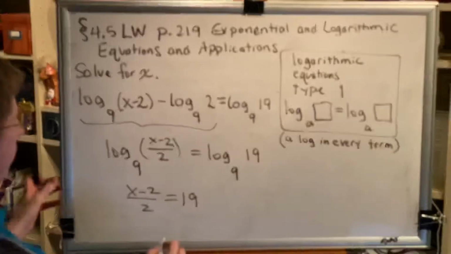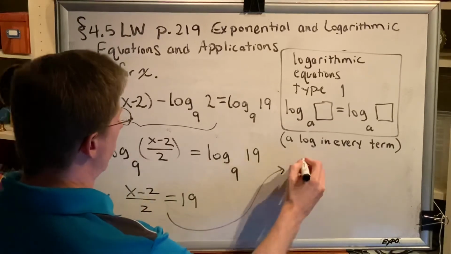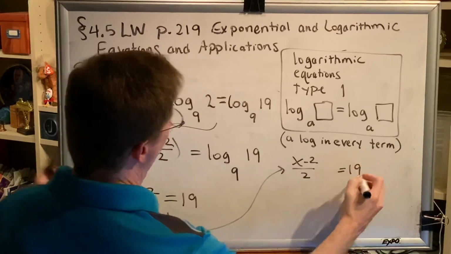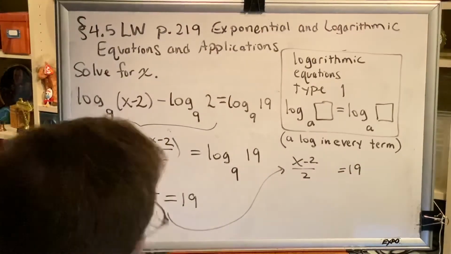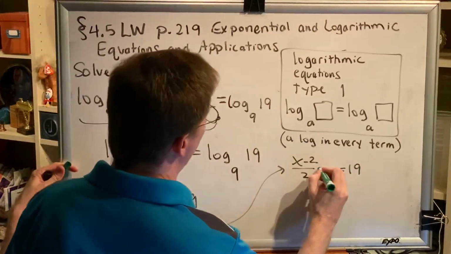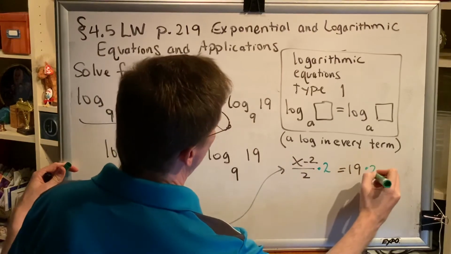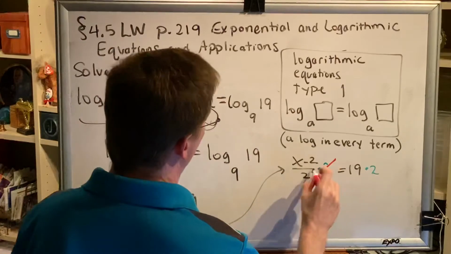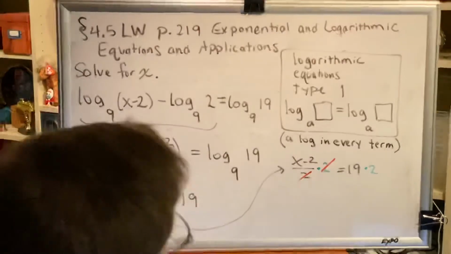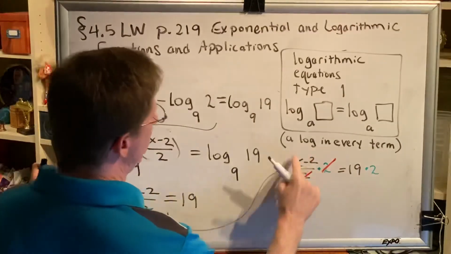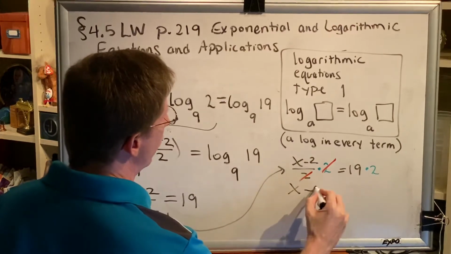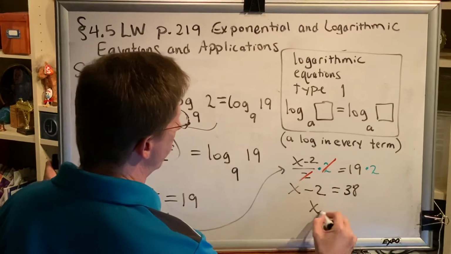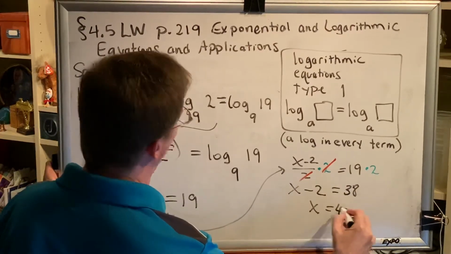All right, we're going to clear this equation of its fractions by multiplying both sides by the least common denominator, which happens to be 2. So we're going to multiply by 2 here and here. When we do, these 2's cancel. They both turn into the number 1. Anything times 1 is itself, anything divided by 1 is itself. So I get x minus 2 equals 38. Adding 2 to both sides, I get x equals 40.